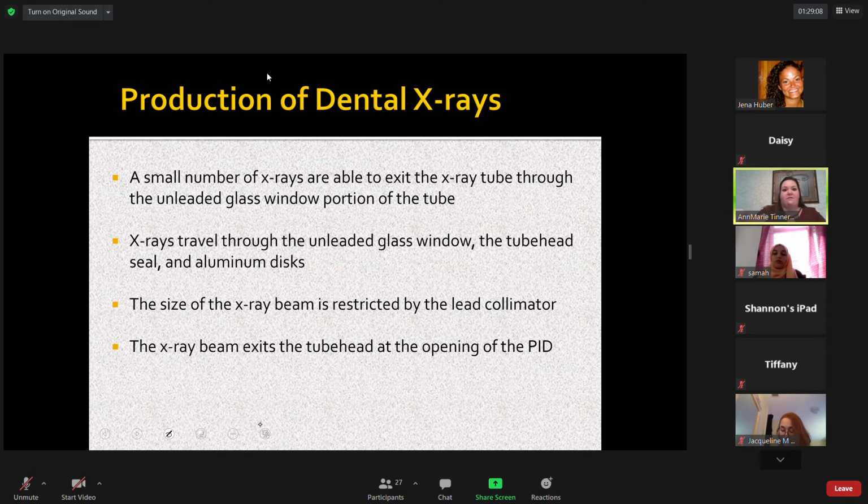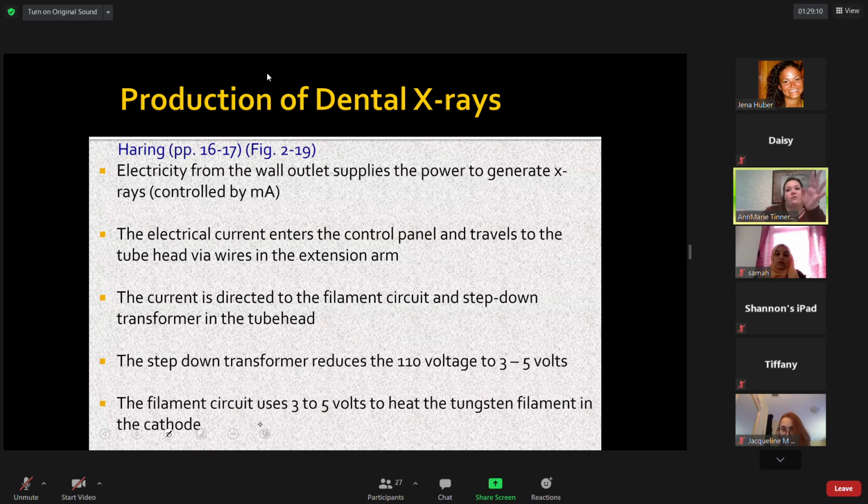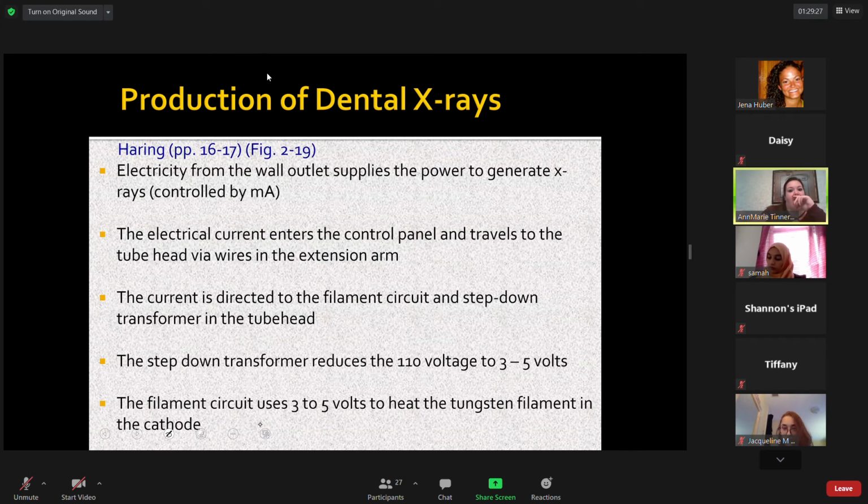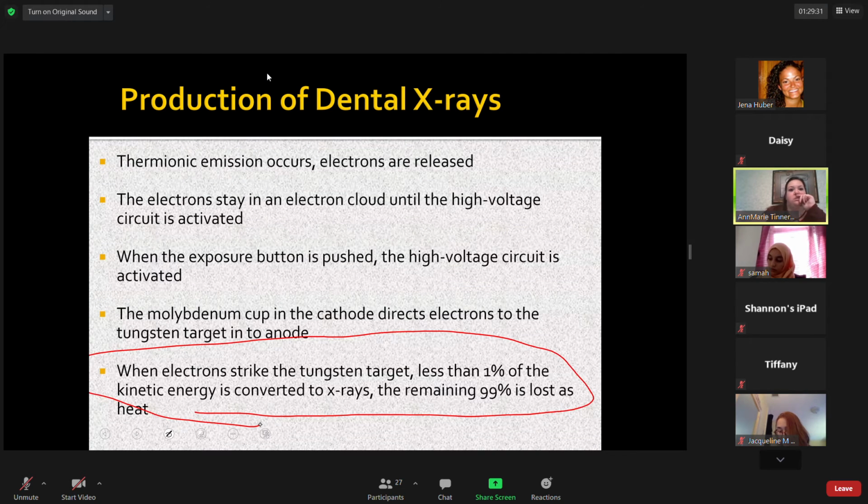Okay, these 3 slides, you have to know this. Magic does not happen when you press that button, as much as we wish it did. There are things that actually happen within that tube head, and you guys have to know them. So these 3 slides lay out exactly what happened. All right, please know that. Where was it? Here, in this section here.